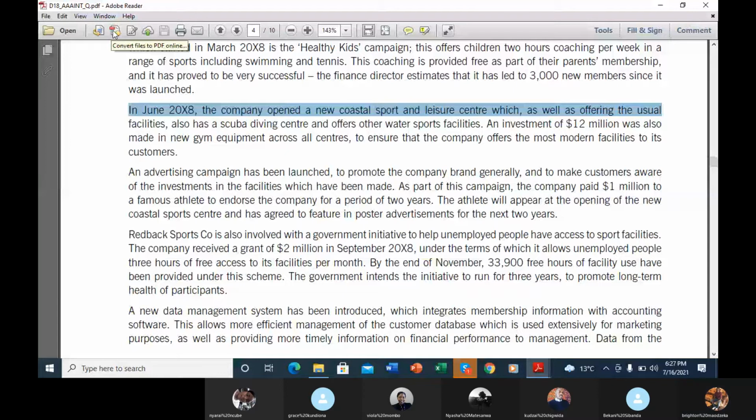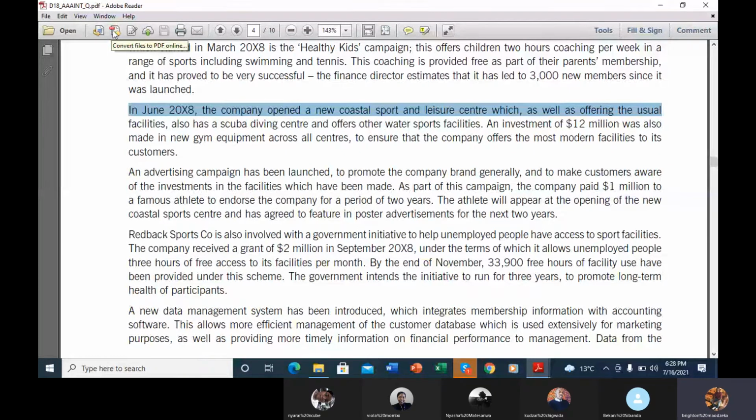Did you notice something? The main point is about an investment of $12 million made in new gym equipment across all centers to ensure that the company offered the most modern facility to its customers. Quickly think about which standard it supposes, and which appropriate heading we have to put. The main issue is the treatment of this 12 million in the financial statements. So you have to think, brainstorm: something may go wrong in accounting, in treating this amount in the books of account. Why are you saying something may go wrong? Because you're thinking about certain provisions of a certain accounting standard.